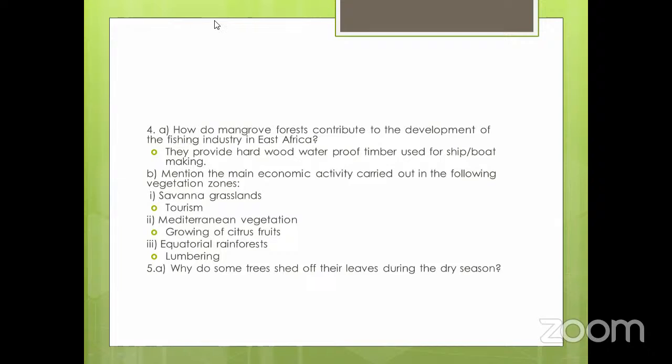Someone to read for us number 5. Our time is fast running. Maybe I can have Ruth. Ruth has kept quiet. Ruth, read for us.